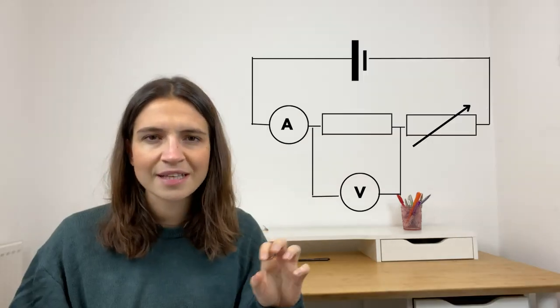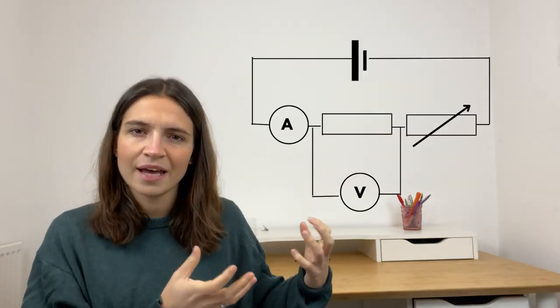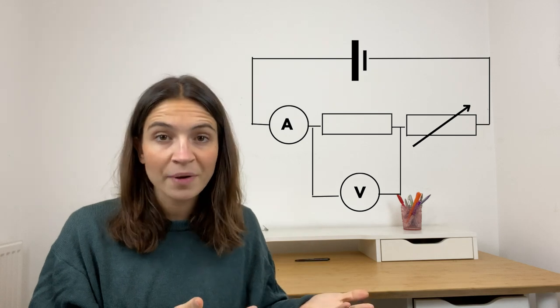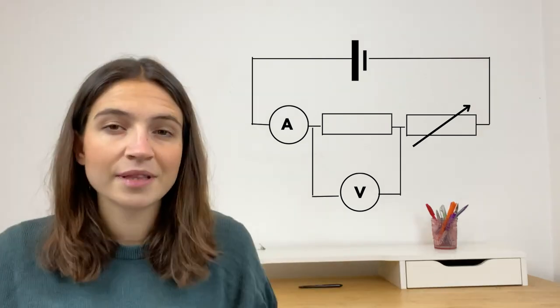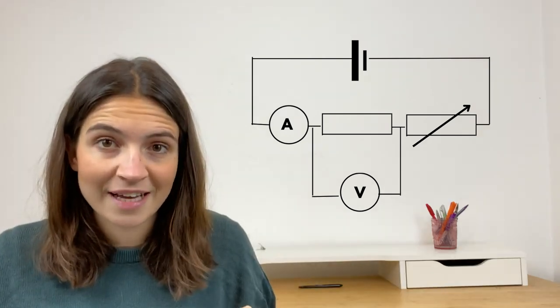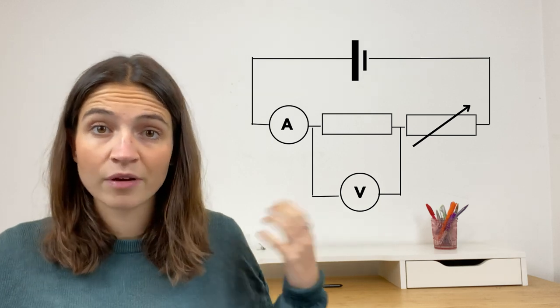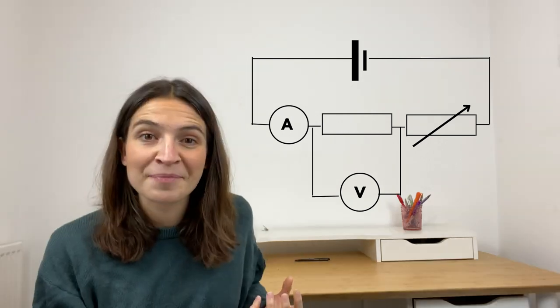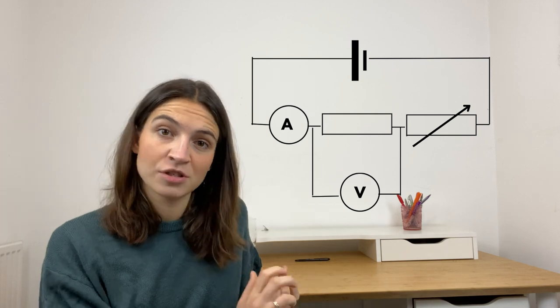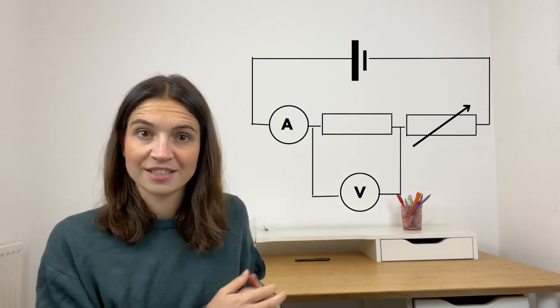So you're going to want to set up a circuit like this. You've got your ammeter in series and you've got your voltmeter in parallel across the component that you're interested in. So in this circuit, I am interested in finding the IV curve of my resistor. Your variable resistor is there so that you can change the resistance of your circuit.